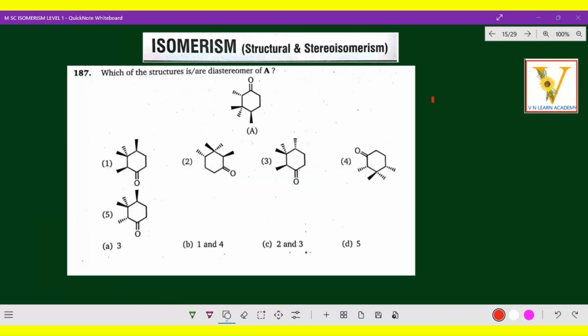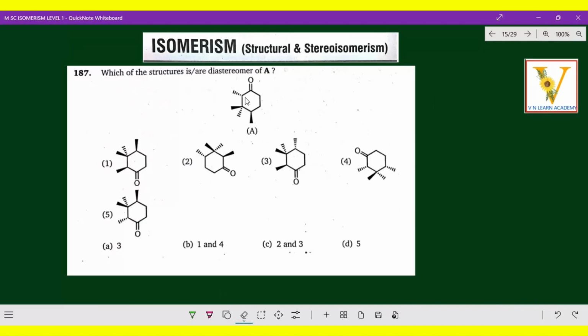The next question, as we observe here, also mentions diastereomers. Which of the structures is a diastereomer of A? So this is compound A. We have to identify the pair of diastereomers. Diastereomers are like a spatial arrangement. For example, cis means the other one is trans, R means the other one is S. Like that, the spatial arrangement has to be. And the next one, it does not have a non-superimposable mirror image, and a minimum of two chiral centers has to be present. In the last point I also mentioned the same thing.